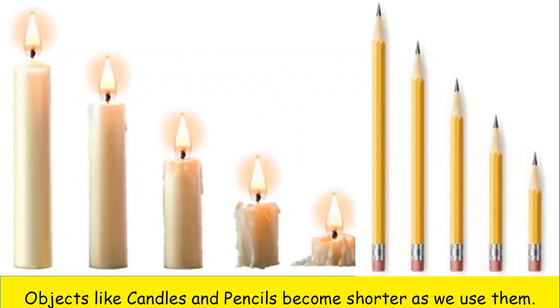Objects like candles and pencils become shorter as we use them. You see, as we use them, as they get older, they get shorter. Isn't that funny? Because for us, as we grow, we get taller. But when we use a candle or a pencil and we continue to use them as it gets older, they get shorter.